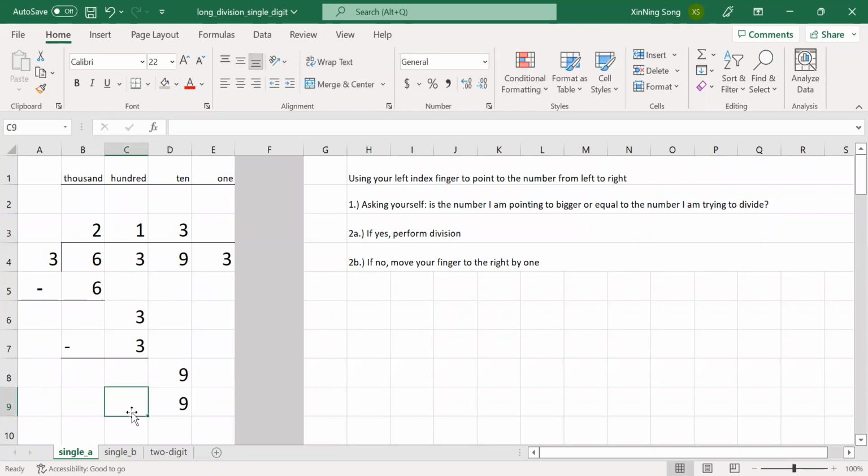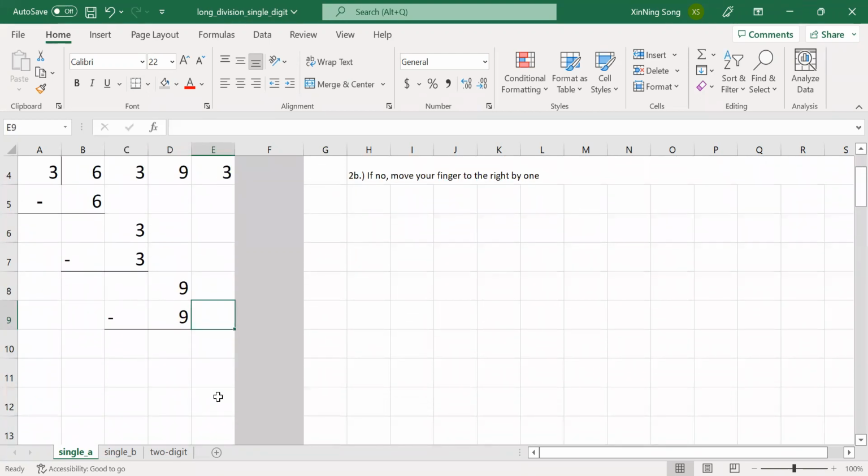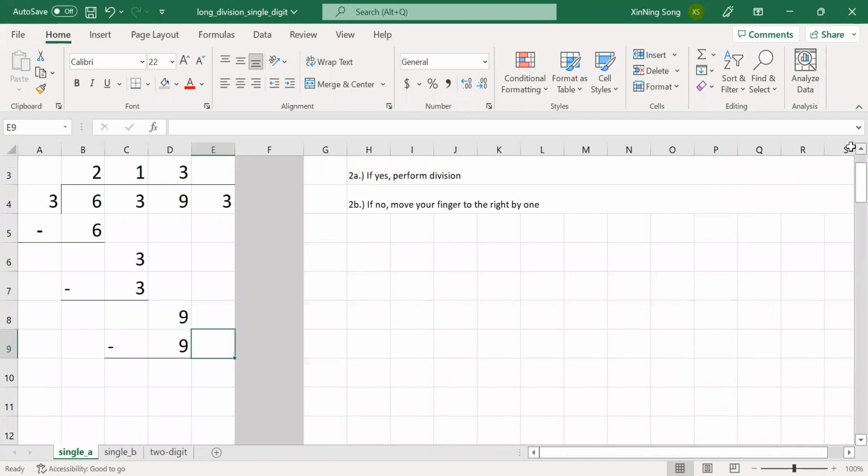And then you do a subtraction here, and you draw a line. You really draw a line. I don't have a pen, paper or pencil, so I'm using Excel's border to do the line. 9 minus 9 equals 0. Nothing to do there. So you bring down the number to the right of you, which is 3.